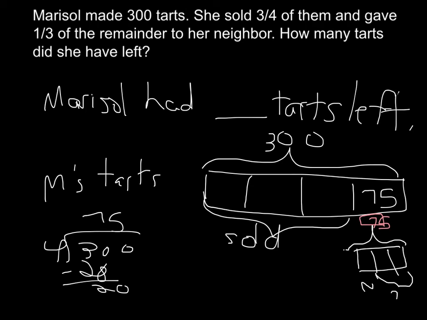So the smaller units, well, that's going to be 75 divided by 3. 75 divided by 3, we know from counting quarters, 25, 50, 75, is 25. And so how many tarts did she still have? Well, she still had 75 after she sold them, but then she gave 25 to a neighbor, so she still has 25 times 2. Marisol had 50 tarts left, and I hope that's what you got as well.